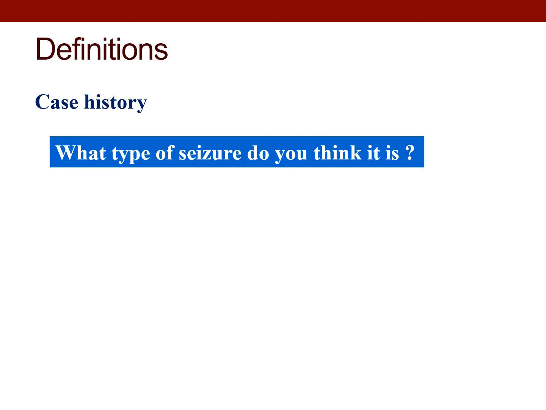Okay. What type of seizure do you think that this is? I mean, sudden fall to the ground, shaking rhythmically, 2 to 3 minutes, eyes open. Do you think that's clonic, tonic, myoclonic, absence, or focal?